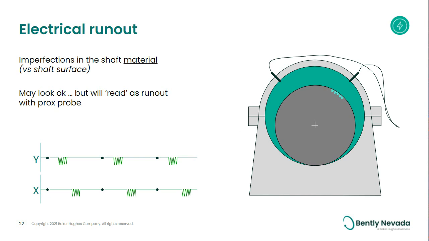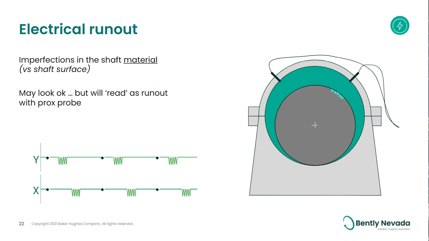What does that look like when you look at the X and Y signals? Well, it's going to look very similar to what we saw before. Because it's a material property of the shaft, each probe is individually going to see that noise as it passes by. So the X and Y probes are going to see that same amplitude of noise, and it's going to be 90 degrees from each other.